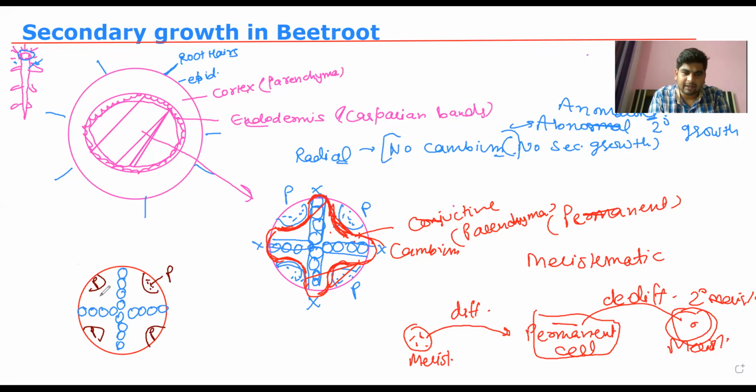So cambium appears in patches below the phloem in the conjunctive region. Okay, like this. This red is the cambium. Now this cambium starts joining above the xylem. See, this is xylem, and below the phloem. The cambium is below the phloem and above the xylem. It joins.